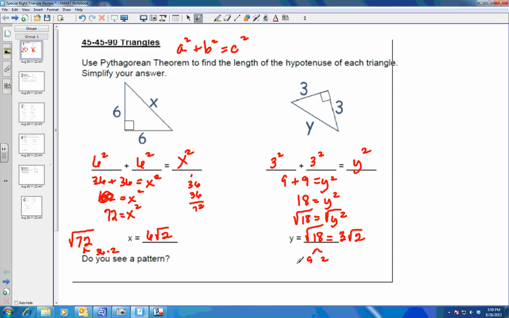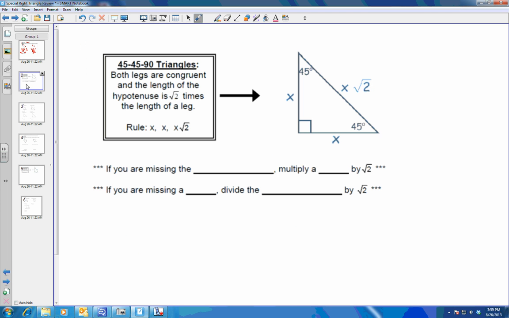So just from these two examples, do you see a pattern? Okay, and they told us up here that this is a 45-45. This is 45 degrees, this is 45 degrees. And same thing with this angle and this angle. The hypotenuse is always the same as the leg multiplied by the square root of 2. So on the bottom of the sheet, for 45-45-90 triangles, both legs are congruent, and the length of the hypotenuse is always the length of the leg times square root of 2.